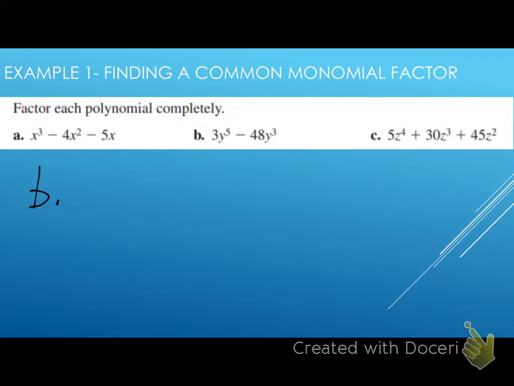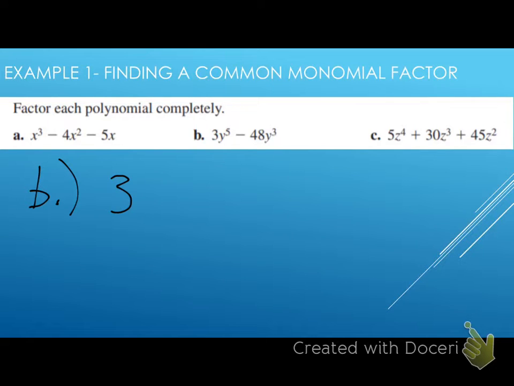Letter B. 3y to the 5th minus 48y cubed. It's the very first thing I need to do when I'm factoring polynomials. GCF. Is there a number that goes into both 3 and 48 besides 1? 3, right? So I can factor out a 3.